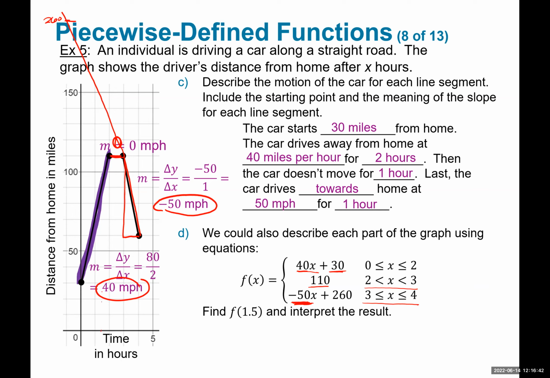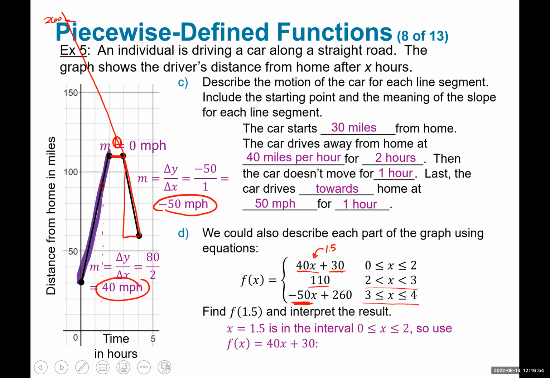It says interpret f of 1.5. So 1.5 is when he's still driving around here. So you just put 1.5 into the equation right here: 40 times 1.5 plus 30. And that's 90. So he was about 90 miles from home after an hour and a half of driving.